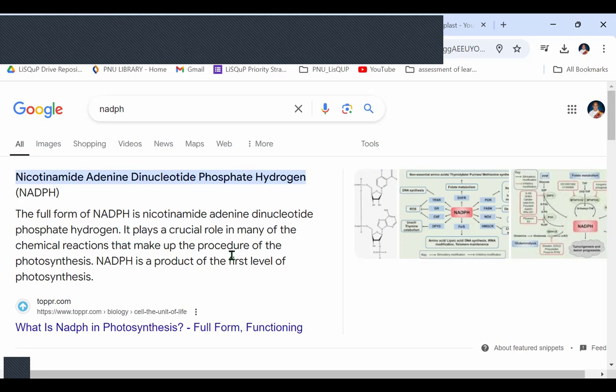It is involved in many chemical reactions that make up the procedure of photosynthesis. So take note of that one. I will close it now.